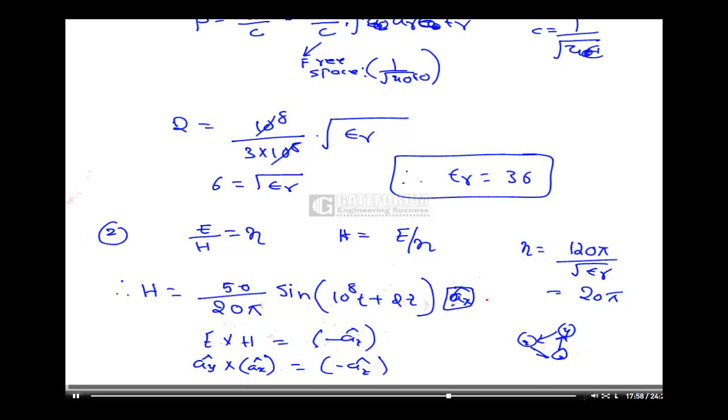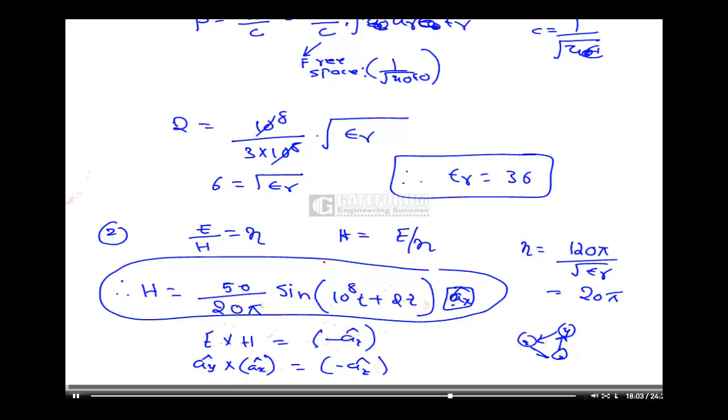50 by 20 pi sine 10 power t plus 2z ax cap. So like this, you can calculate H field. Suppose if you calculate the same problem by using Maxwell's equations, it will take a long time. Because any electromagnetic problem can satisfy Maxwell's equations, you can solve the same problem by using any Maxwell equation to calculate H field, but it will take a long time.